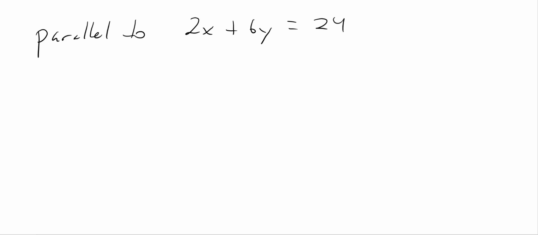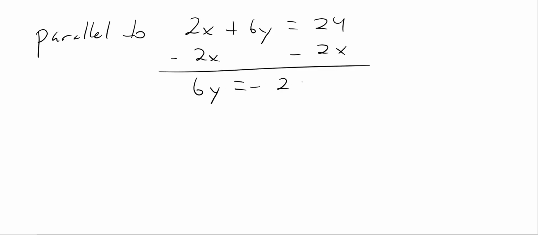So I got a couple more examples here. Now, we're making it a little bit more difficult. So parallel to 2x plus 6y equals 24. Now here's the deal, math fans. You got to solve for y, right? You got to know what the slope is. So I'm going to subtract 2x from both sides. So you get 6y is equal to -2x plus 24. And I'm going to divide by 6. So y is equal to, if you reduce that, it's -1/3.